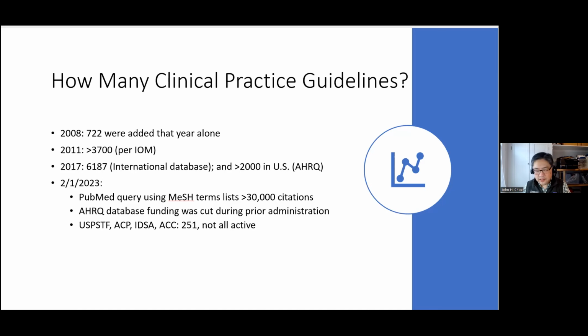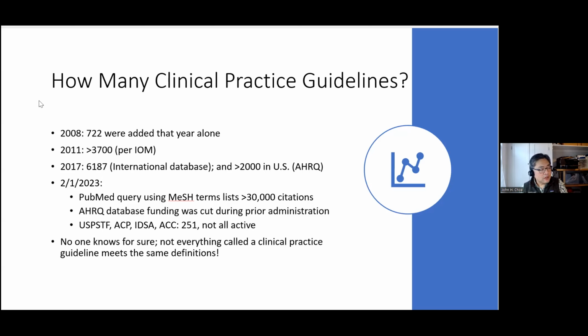I didn't even include things like chest guidelines or anything like that. And I counted 251. Not all of them were active. Some of them had been warehoused because they were considered too old and no longer up to date. But that gives you a sense of just these 4 organizations alone, you're already into the several hundred. And so I don't know how many clinical practice guidelines there are. So there's a whole lot. No one knows for sure. And again, the definitions are really, really slippery in all of the stuff. And that's probably a lot of the reason why it's so hard to count them.